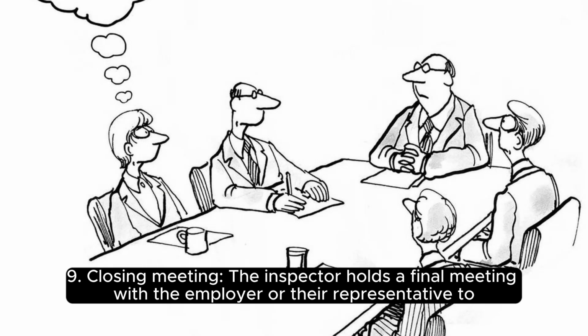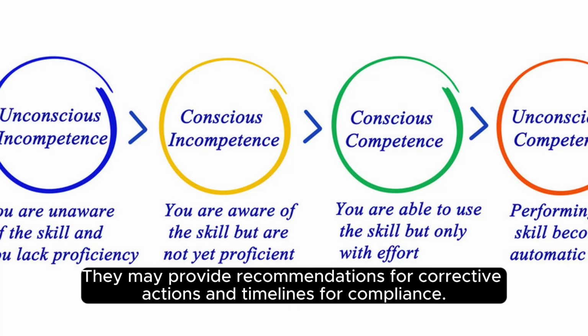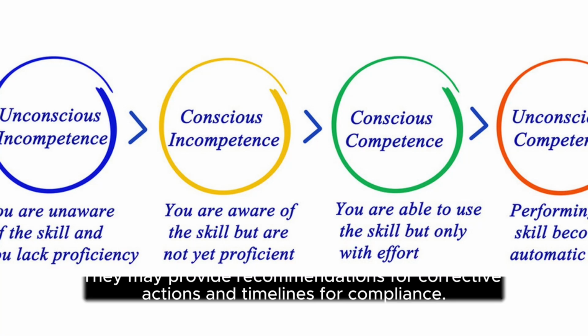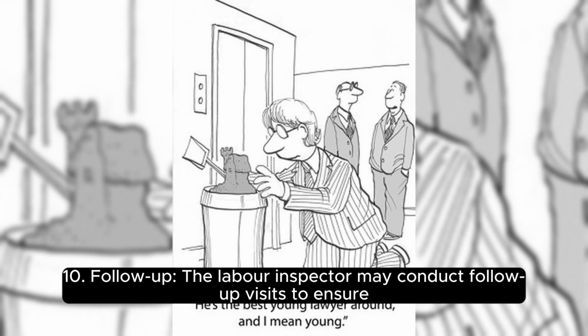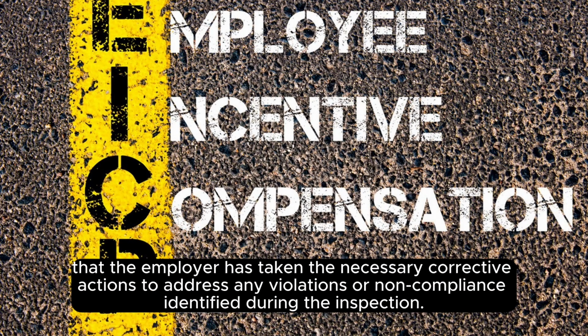9. Closing meeting. The inspector holds a final meeting with the employer or their representative to discuss the inspection findings and observations. They may provide recommendations for corrective actions and timelines for compliance. 10. Follow-up. The labor inspector may conduct follow-up visits to ensure that the employer has taken the necessary corrective actions to address any violations or non-compliance identified during the inspection.